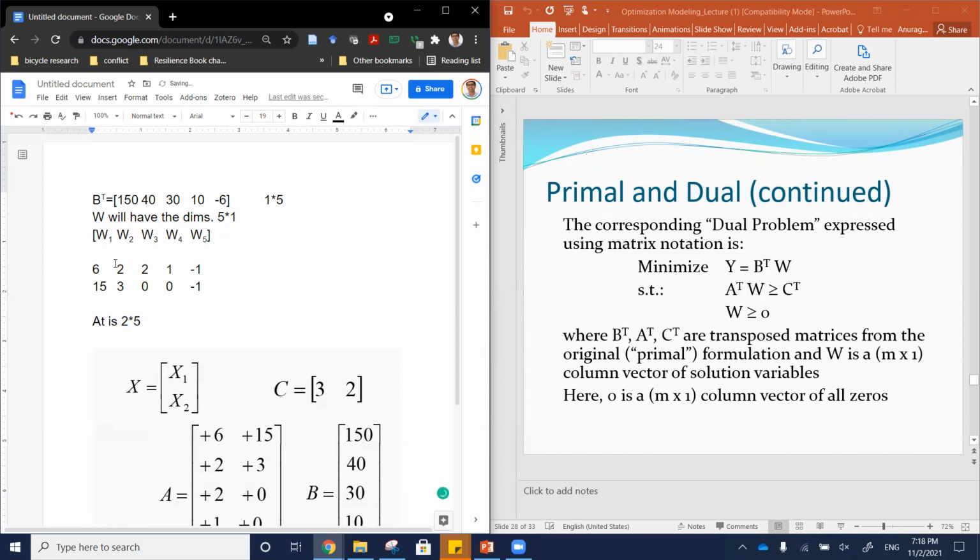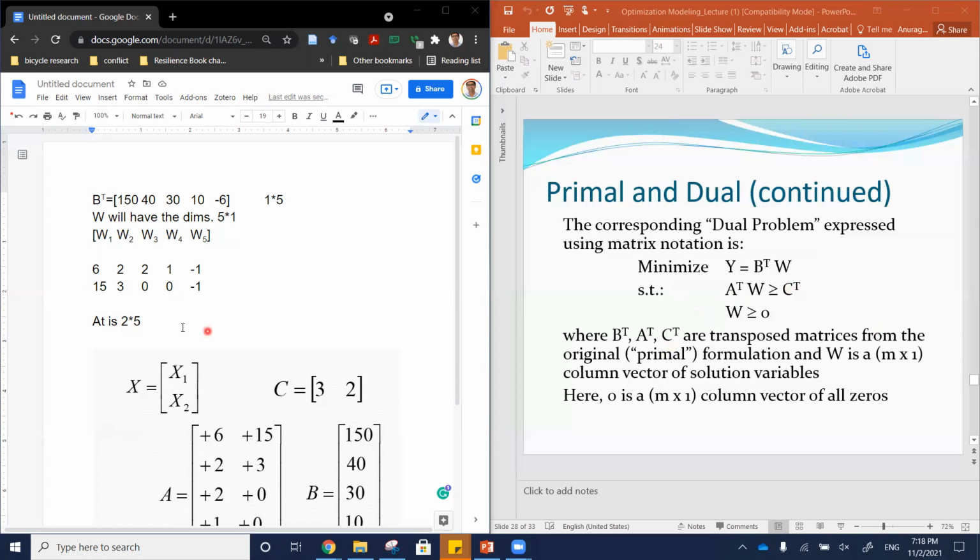So if I want to multiply that by W, it has to be 5 cross 1. W is 5 cross 1. So I can, in fact, multiply A transpose with W. So you can see it. Because remember, I want to multiply A transpose with W. So A transpose is 2 cross 5. And W is 5 cross 1. And when I multiply the two, I should get a matrix of 2 cross 1. So 2 rows and 1 column.